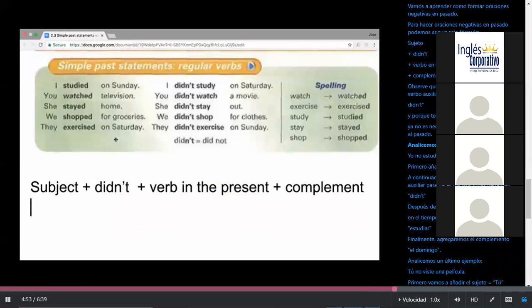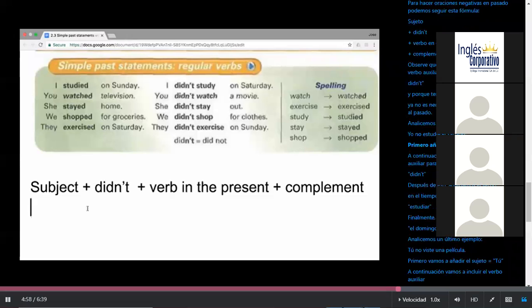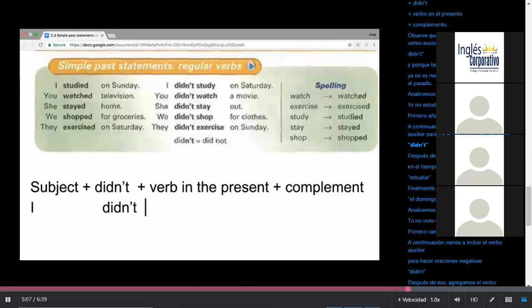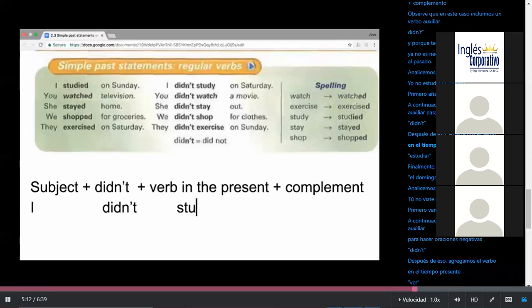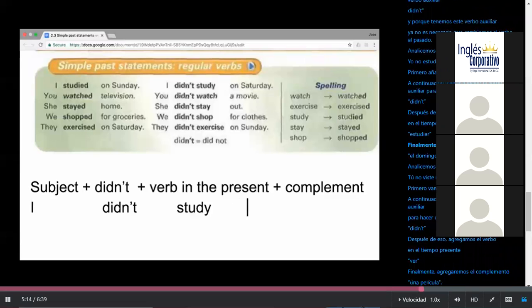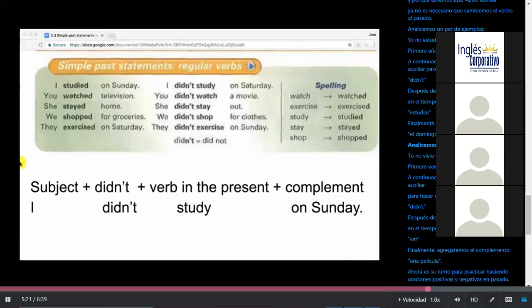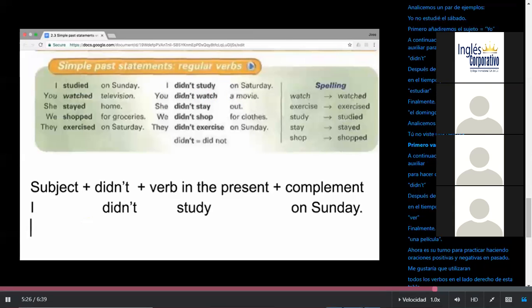Let's analyze a couple of examples. I didn't study on Saturday. First, we will add the subject, I. Next, we will include the auxiliary verb to make negative statements, didn't. After that, we add the verb in the present tense, study. Finally, we will add the complement, on Sunday. Let's analyze one last example. You didn't watch a movie. First, we will add the subject, you.